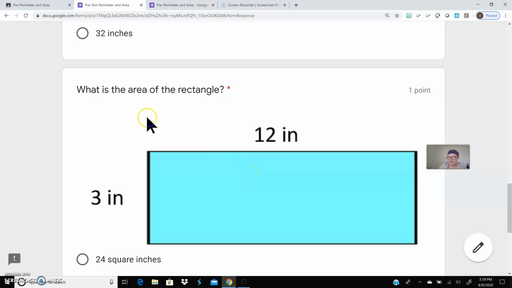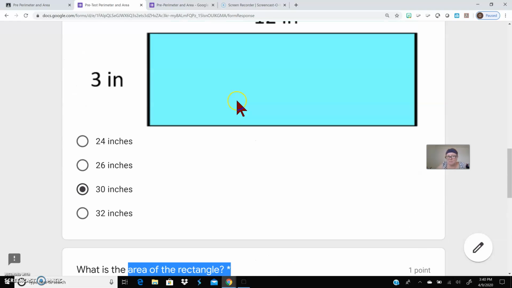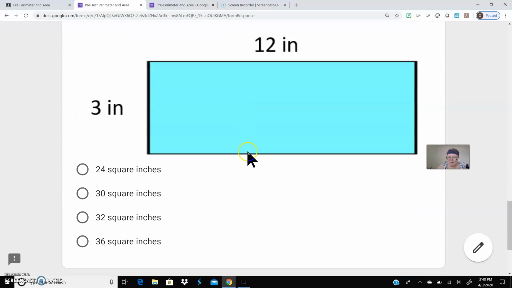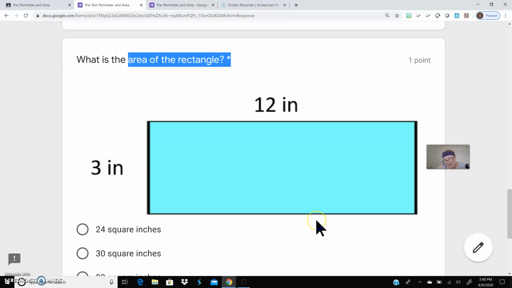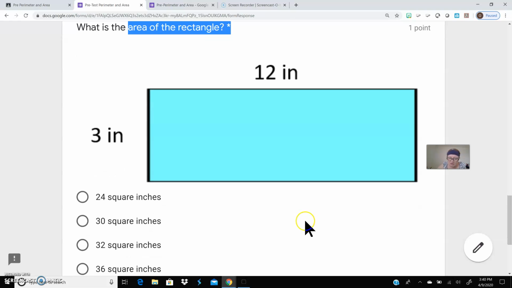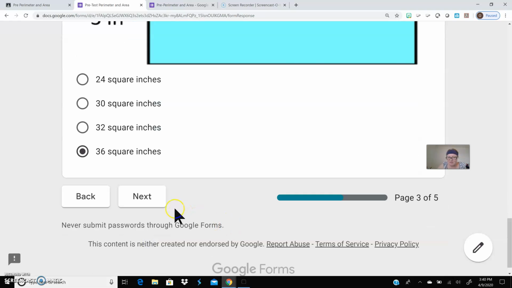What is the area? Okay, look at the word area. Area means multiply. And look, they actually gave you the same problem. And look, they even confused some of the answers because they know you're going to add. But with this one, we're just going to multiply. So I've got 12 times 3, which I know is 36. I'm going to hit next.